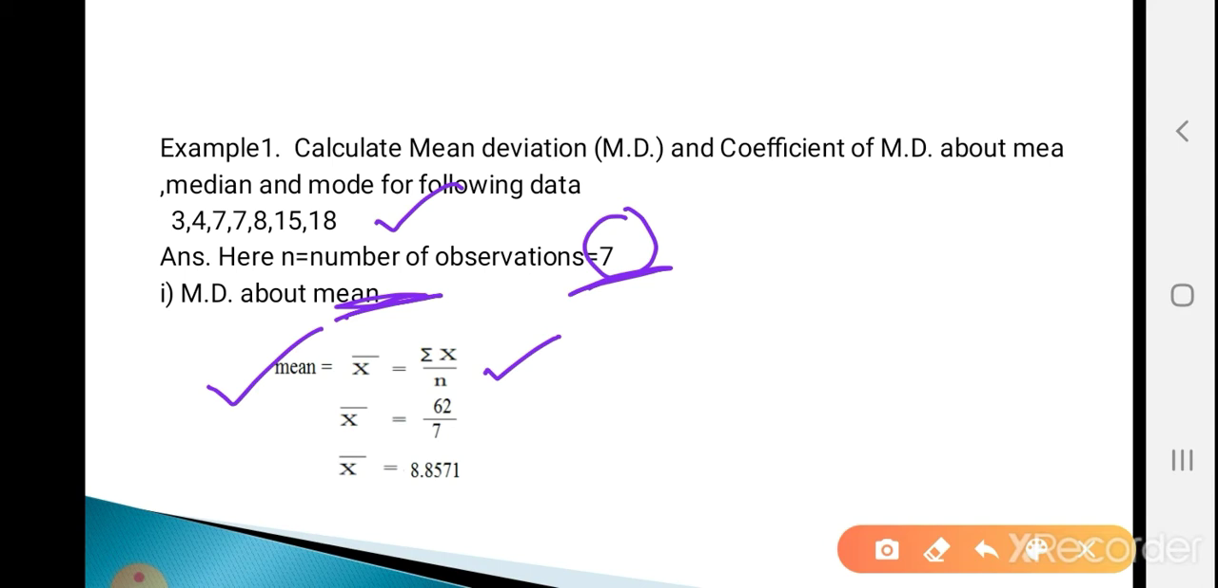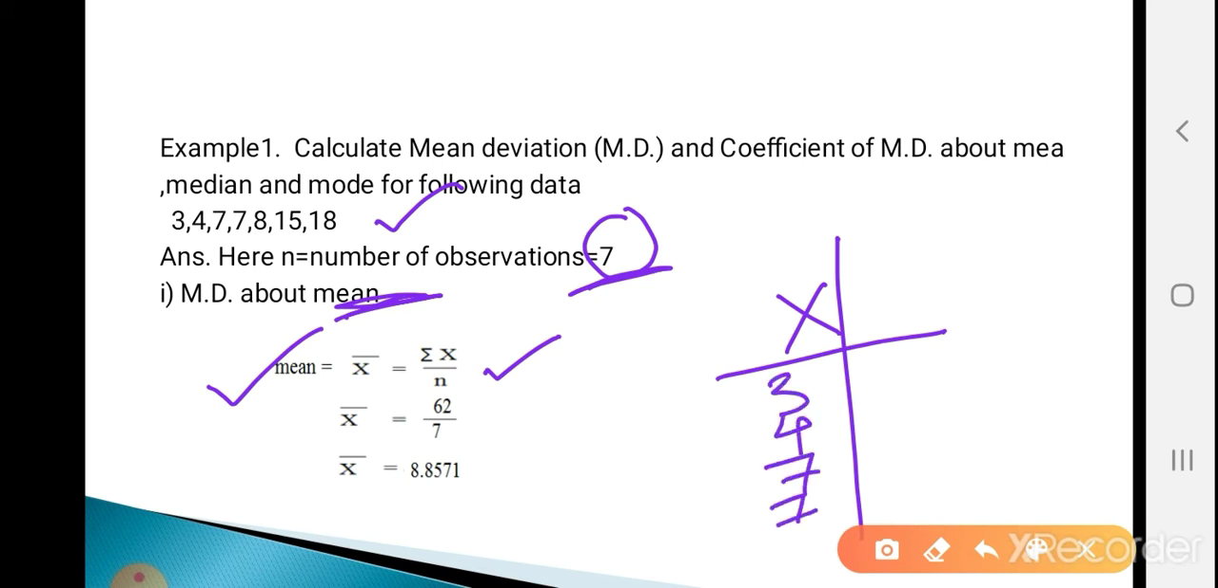Then what is meant by summation x? Summation x means the sum of all the values of x. Here the values of x are 3, 4, 7, 7, 8, then 15 and last is 18. So the sum of all the values of x is 62. So 62 divided by 7. So the value is 8.8571. So this is the value of mean.